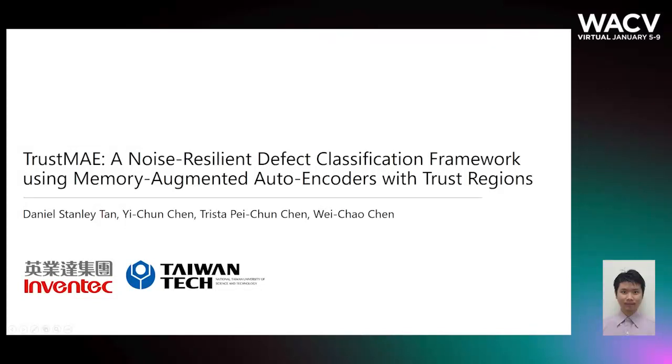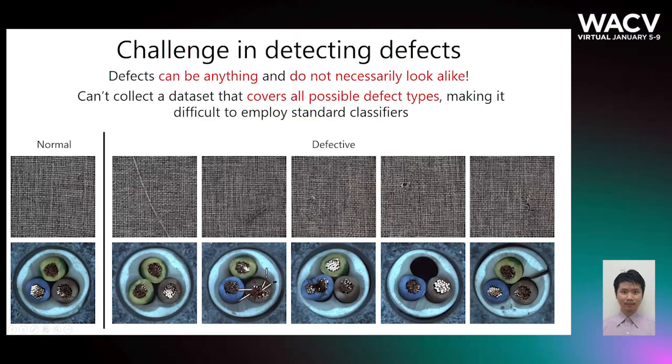We present TrustMAE, a framework for detecting defects under the presence of noise in the training data. Detecting defects is challenging because they can be anything, and they do not necessarily look alike. It is infeasible to collect a dataset that covers all possible defect types, making it difficult to employ standard classifiers.